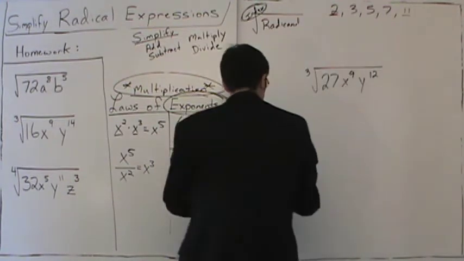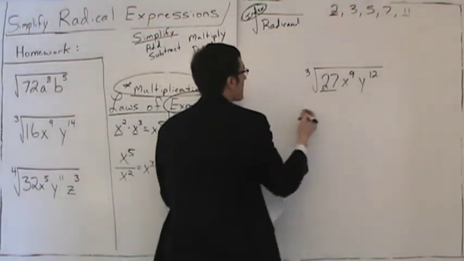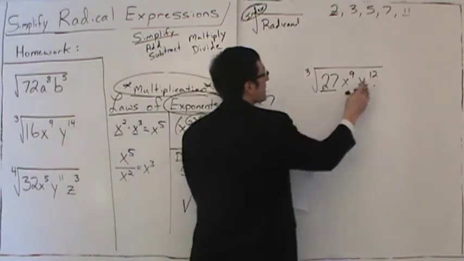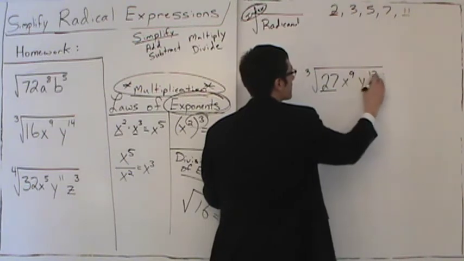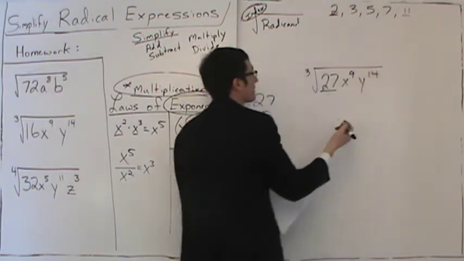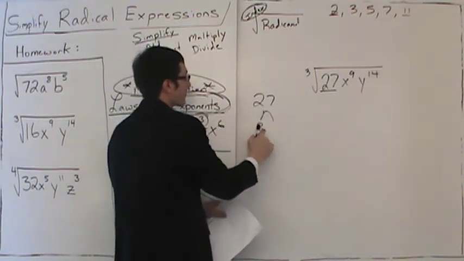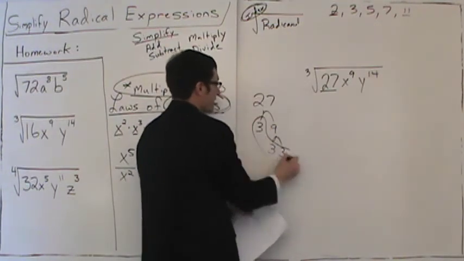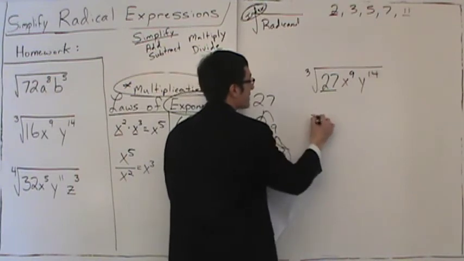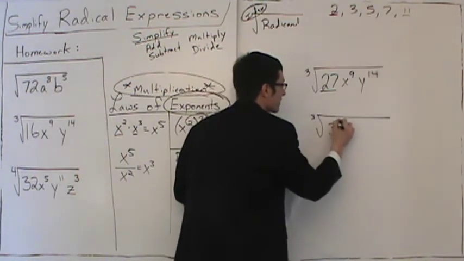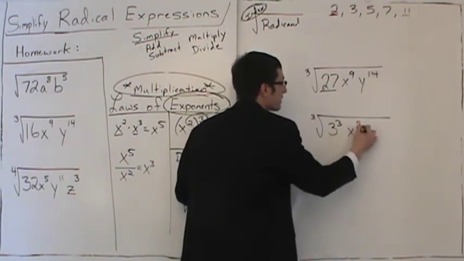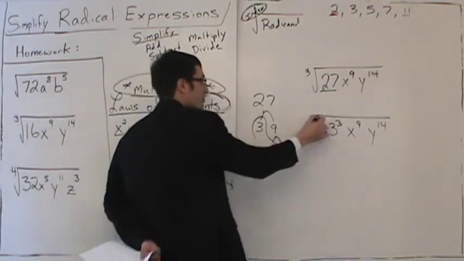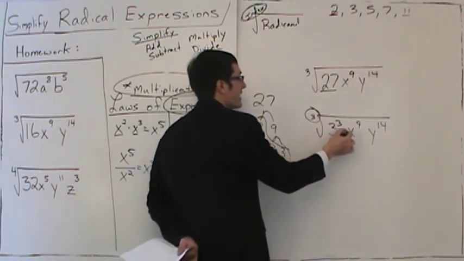Now, let's go ahead and take our 27 and break it down. So 27 is what? 3 times, let's make this a y to the 14th instead. Okay, so 27 is what? 3 times 9, which is 3 times 3. So we have a total of how many 3's multiplied to give 27? 3. So we write this as the cubed root of 3 to the 3rd, x to the 9th, y to the 14th. And we're taking out groups of what? Groups of 3.